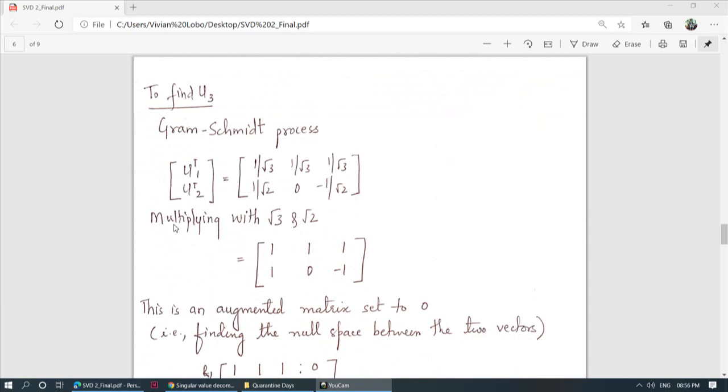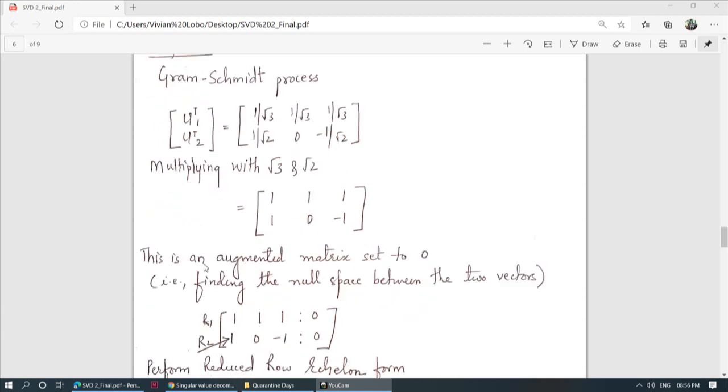And now, to just obtain uniform values, we multiply the first row with root 3. So we get 1, 1, 1. And we multiply the second row throughout by root 2. So we get 1, 0, minus 1. Now this matrix is called an augmented matrix and it is set to 0.